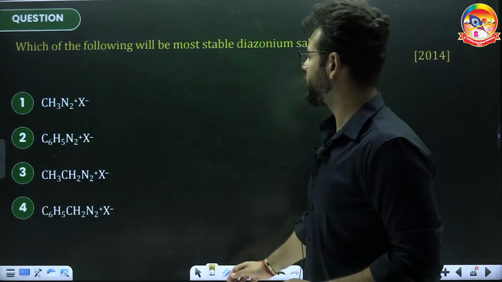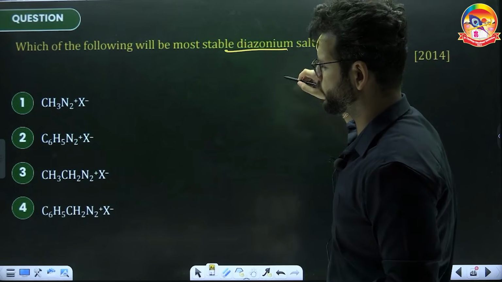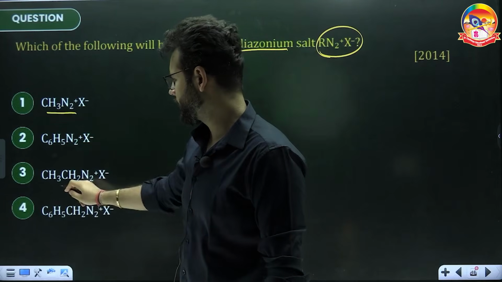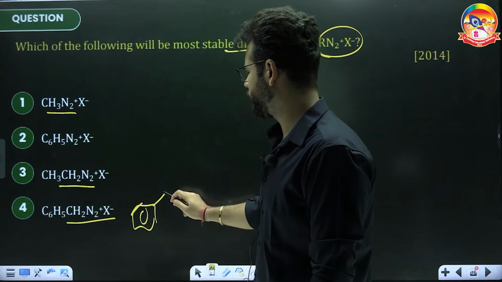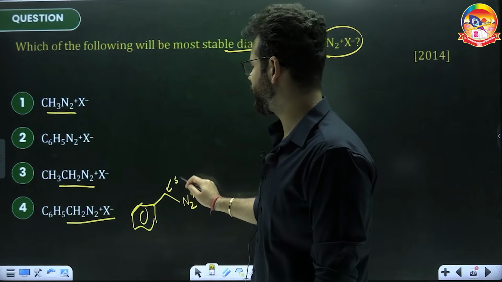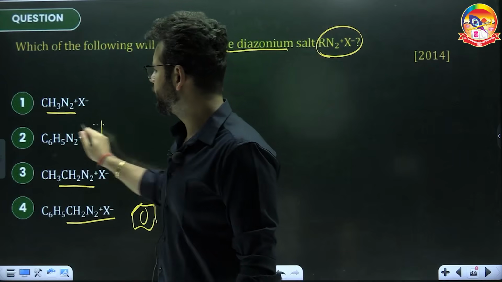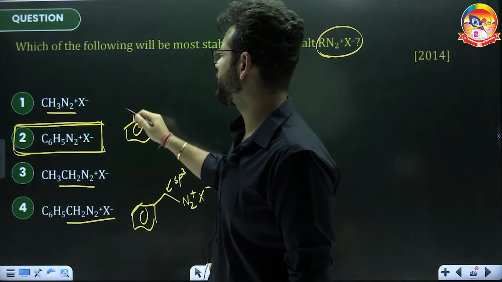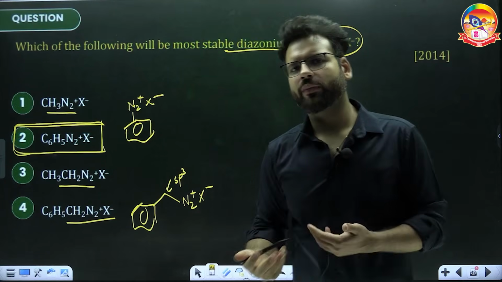Moving to question number 48. Which is the most stable diazonium salt? I just told you the answer for this as well. This is alkyl diazonium. Still, benzyl is also alkyl diazonium only, no? When your diazonium is attached to an sp3 carbon, it is never ever stable. This is your aryl diazonium. Aryl diazoniums are very, very stable, meaning they are stable at around 0 to 5 degrees Celsius. So out of all of them, aryl diazoniums are most stable.